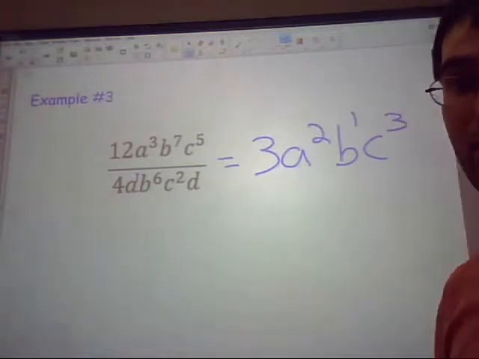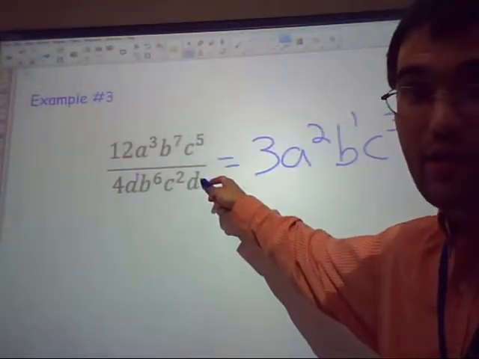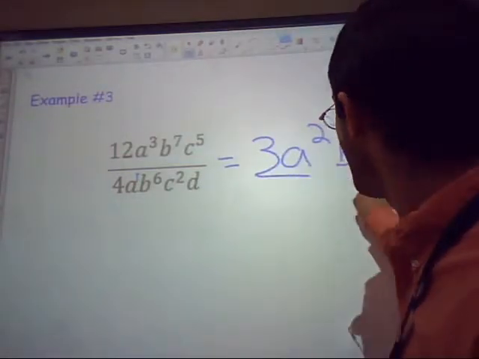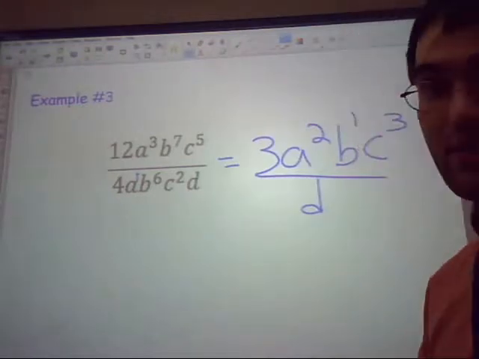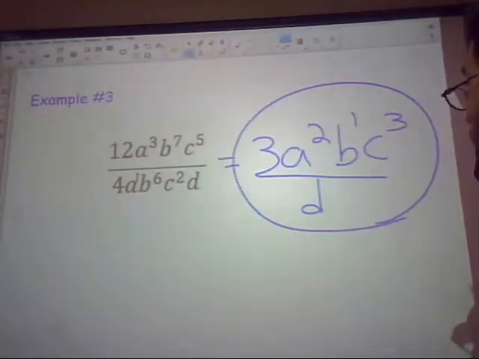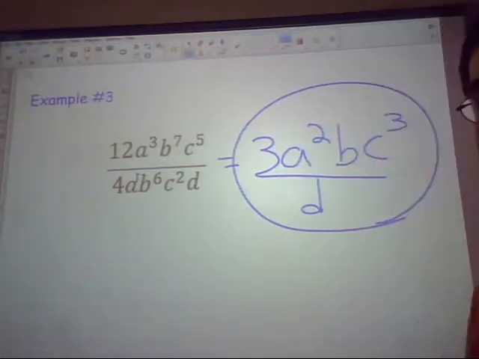And then the last term, the last base is a d. Notice there's no d's on top, just 1 on the bottom. So there's nothing to do with it. Just leave it alone, keep it on the bottom, and there's your final answer. 3a squared b. Normally you would not even write this 1 here. 3a squared b, c to the third over d.